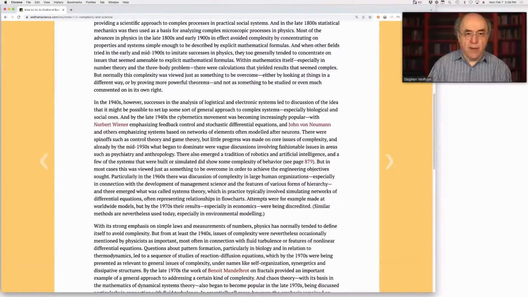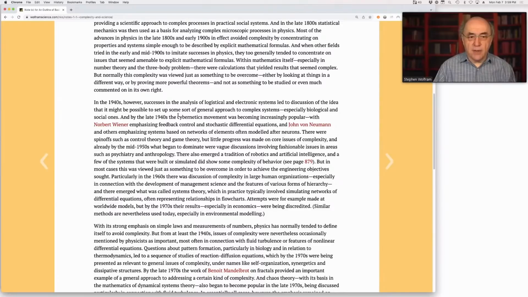I talked a little bit here about the cybernetics movement from the 1940s, with people like Norbert Wiener particularly, and John von Neumann, who talked a lot about networks and things modeled after neurons and kind of the analogy between electric circuits and brains and things like this. And that led to practical kinds of things like control theory, game theory, things like this.